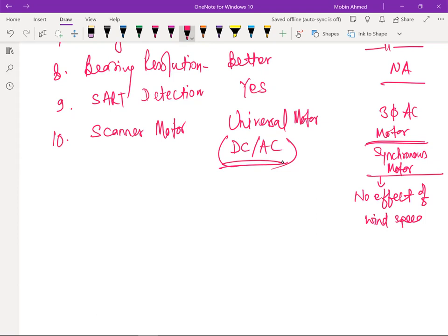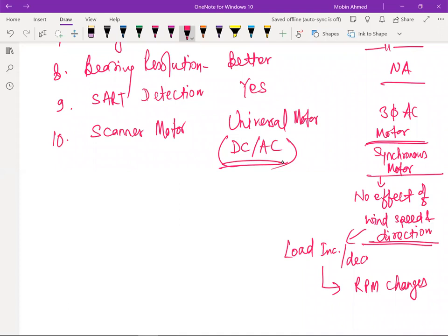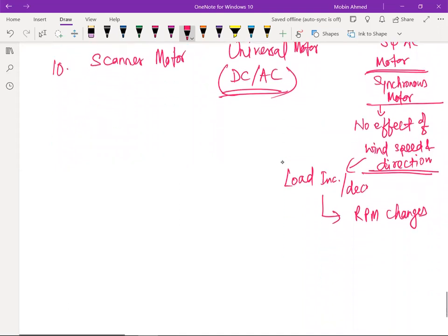wind speed and direction. Now, suppose there is a very high speed wind. Okay, and our antenna is rotating, then the load is going to increase and decrease. If the load increases and decreases, your RPM is going to change. And if the RPM changes, this is not good. So RPM should not change. It should always be a constant speed.